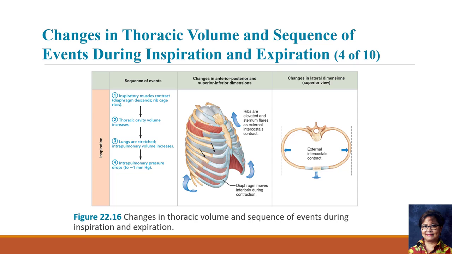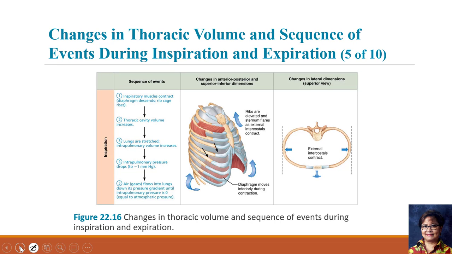So here's a sequence of events, just to review. First, in inspiration, the inspiratory muscles contract, the diaphragm will descend, the rib cage will rise, then your thoracic cavity volume will increase, and the lungs are stretched, and your intrapulmonary volume will increase. Then the intrapulmonary pressure drops by 1 millimeter of mercury, and eventually air will flow into the lungs down its pressure gradient until the intrapulmonary pressure is zero, or equal to the atmospheric pressure.